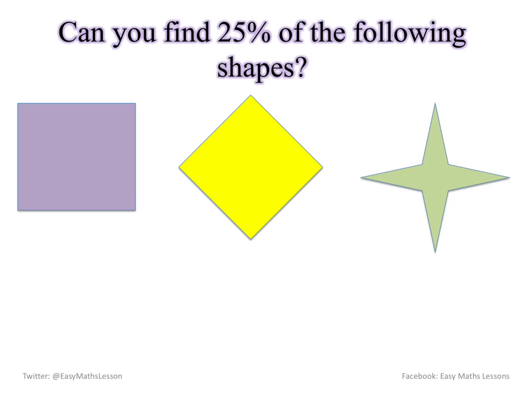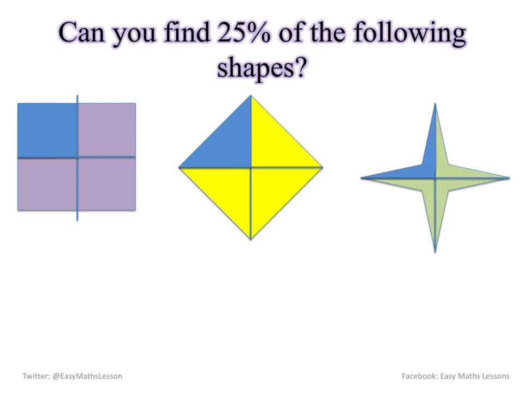Can you find 25% of the following shapes? Pause it, have a go, and come back when you're ready. Here we go. If I will have to half it and half it again, then that will be 1/4 of my square. For this diamond here, half it again, and there is my 1/4 of my shape, my 25%, and this star here, half it again, and I will find 1/4 of my shape right there.